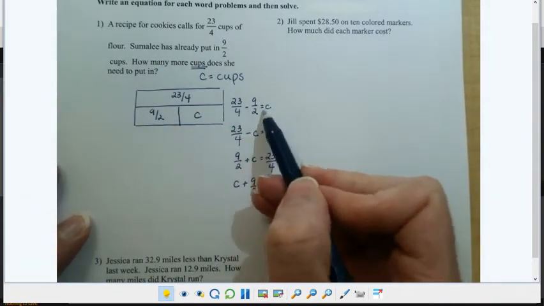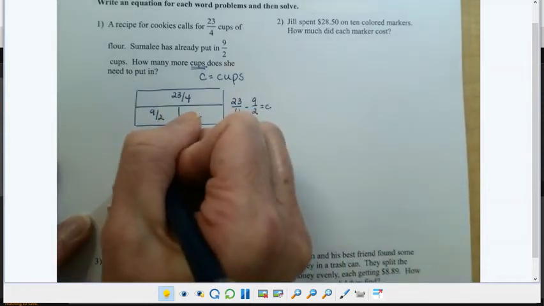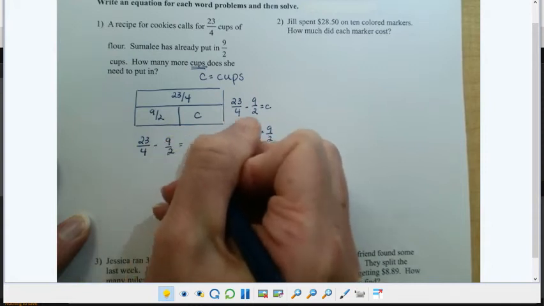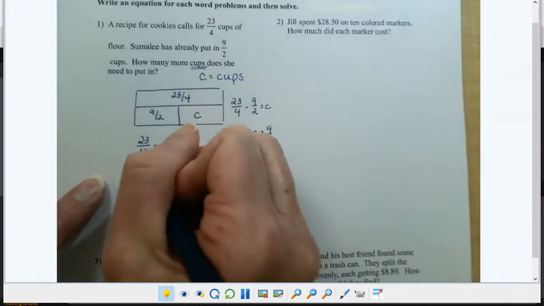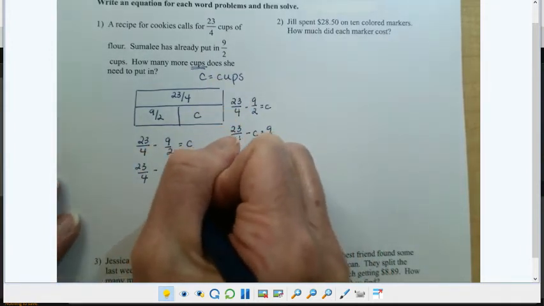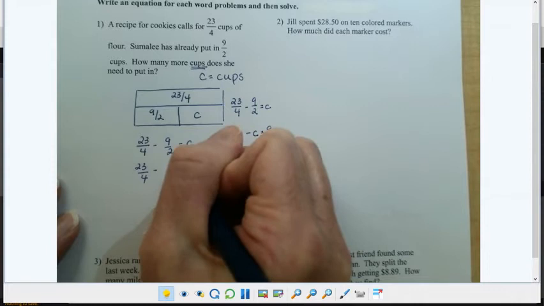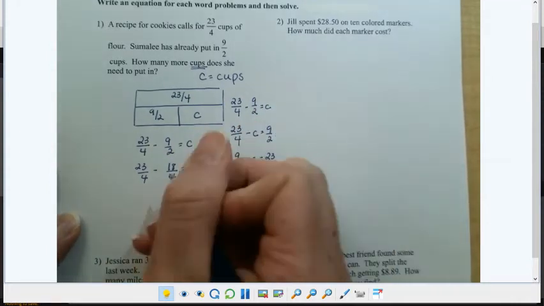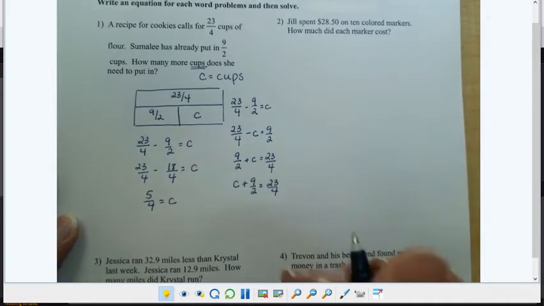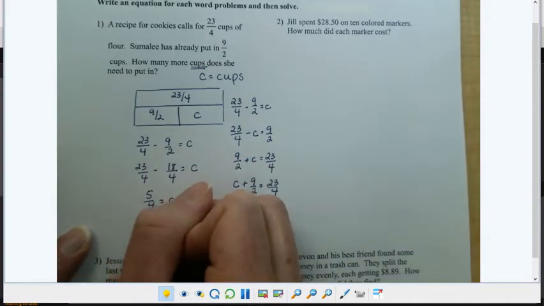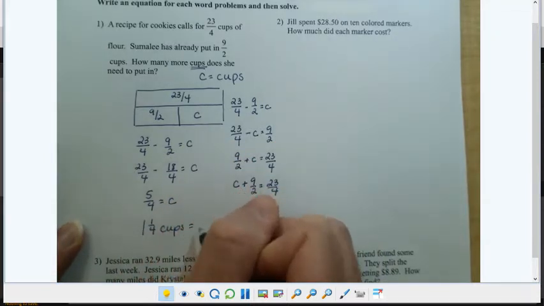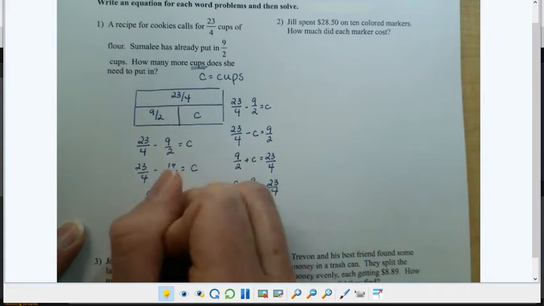So I try to choose the one where the variable is already isolated, so that way I don't have to do a lot more work. So I need a common denominator. So this becomes 18/4. I end up with 5/4. And 5/4 changed to a mixed number is 1 1/4 cups equals C.